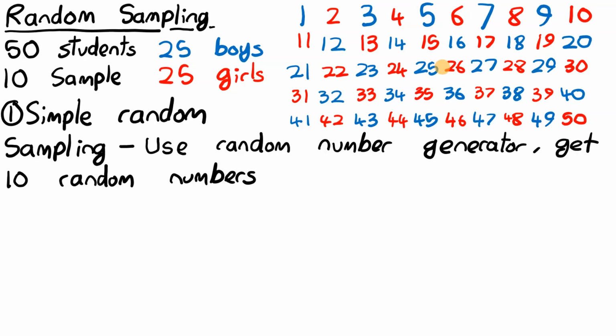So the first type of sampling is simple random sampling, and to do this we just get a random number generator, and then we generate 10 random numbers, and whatever student corresponds to that number in this list is part of the sample. You could instead write the name of every student onto a piece of paper and put all of these pieces of paper into a hat and then draw out 10 random names. That is also a form of simple random sampling.